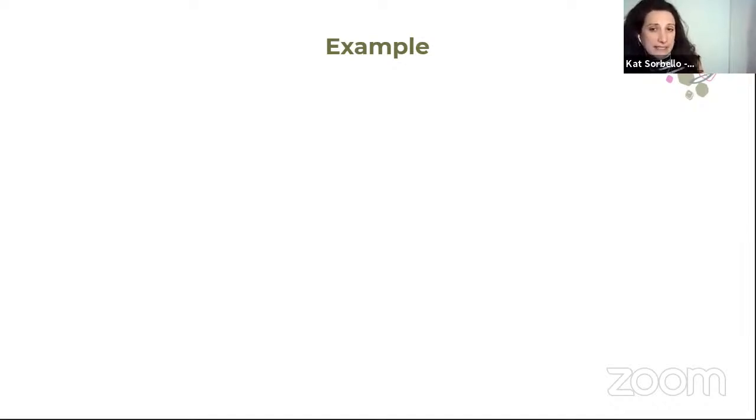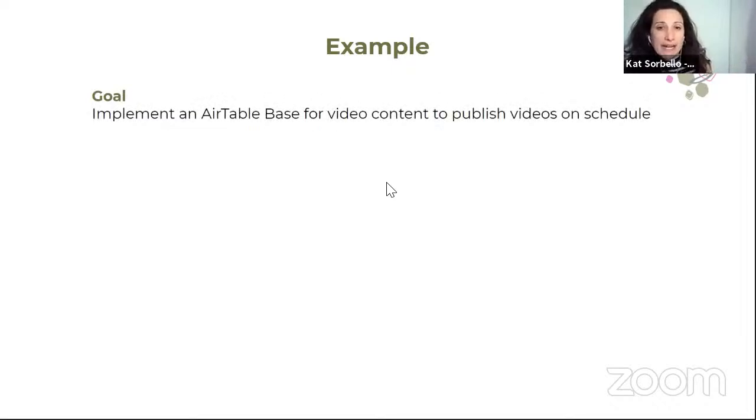So I want to provide you another example now. I want to look at how we take a course goal, break it down into learning outcomes, and then break that down into competencies. Then you can see it's not that overwhelming. By taking our time here, we make the rest of the process easier. So here's an example goal: Implement Airtable base for video content to publish videos on schedule. Just a goal. And then I've broken this down into 3 learning outcomes.